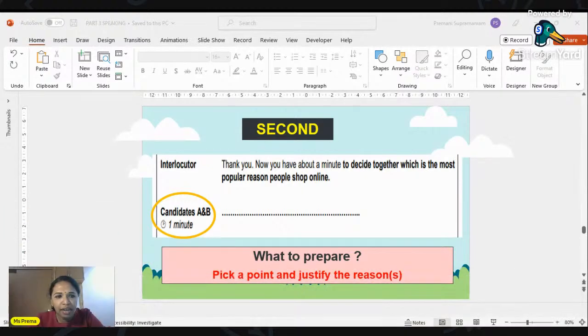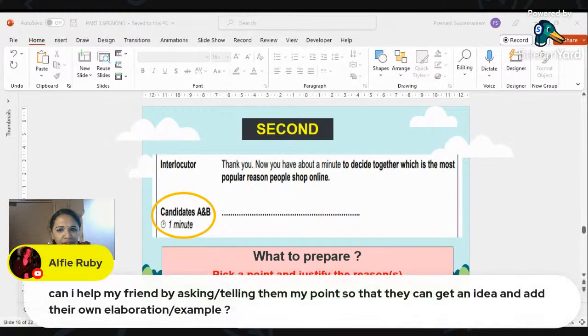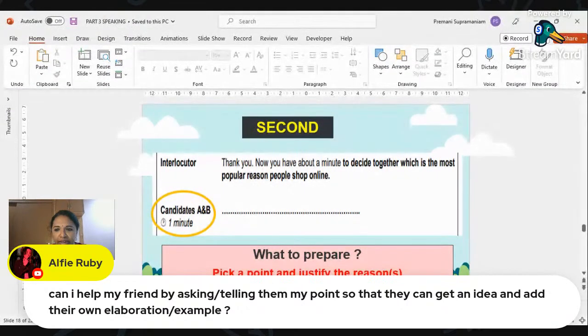Can I help my friend by telling them my points so that they can get an idea and add their own? Yes, because when you want to decide in the end after presenting maybe the 6 points, you are given a chance to decide which one. You can actually talk to each other. We take this, then you take this, then you speak. You understand? Okay, then let me show you the slide again.